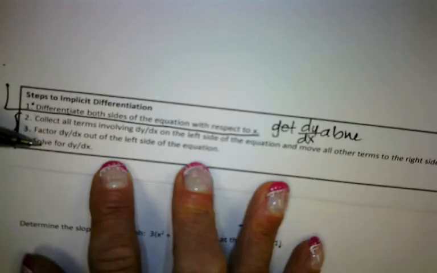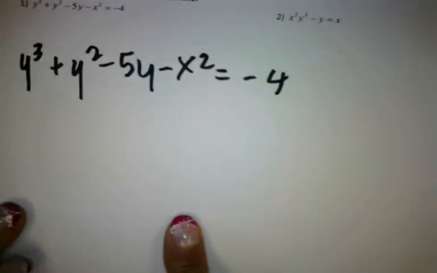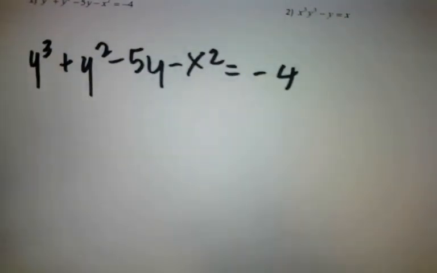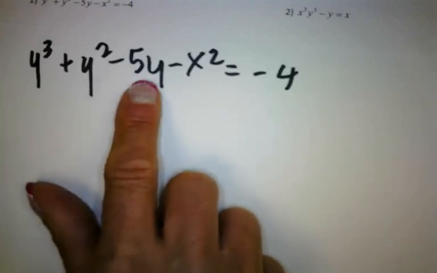Okay, so I'm going to follow these steps in these two examples here. This is probably the easiest example. I'm just going to write this bigger. So, when I take the derivative of everything on both sides, I treat each term separately. I'm taking each term's derivative in terms of x.